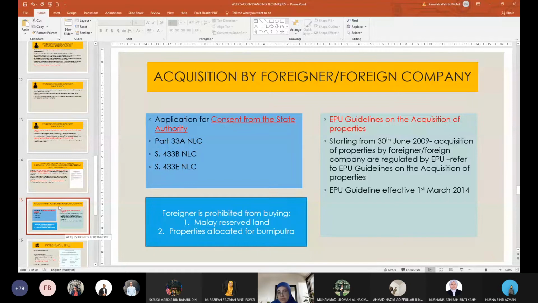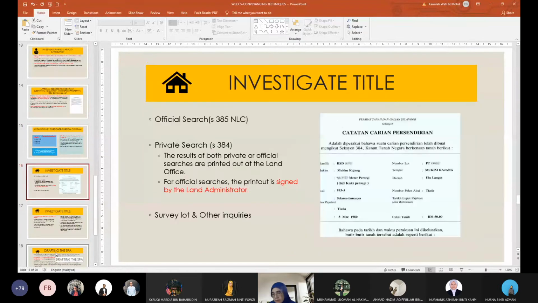Okay, so kita dah habis pasal investigate the capacity of the parties. Now we have to investigate the title pula. So tadi kita tengok investigate parties, sekarang kita tengok investigate title. So this is also one of the important things as a lawyer, especially untuk property transaction, mesti buat carian tanah. Investigate the title. So kalau di land office, two types of land search. Satu dipanggil official search, yang kedua dipanggil private search. So apa beza official search dengan private search ni?